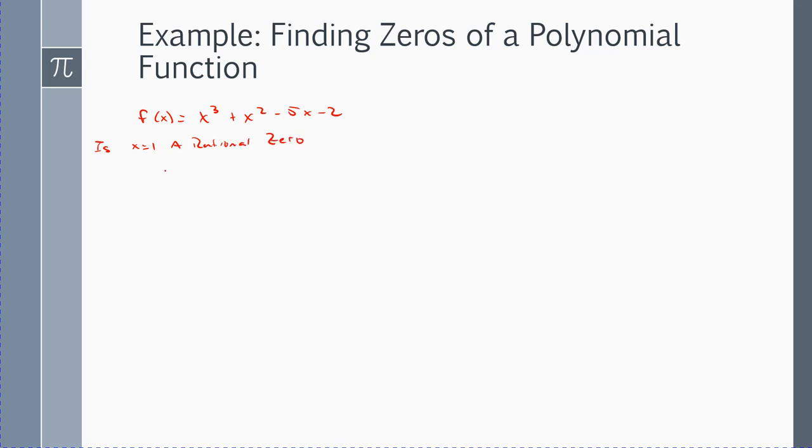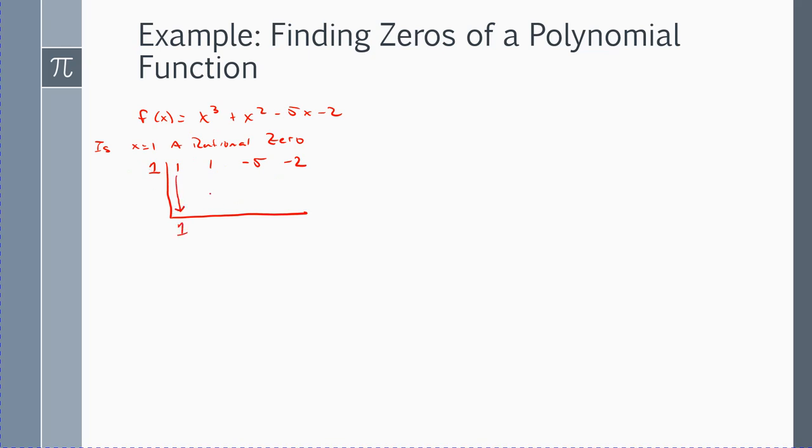So what I'm going to do is set up synthetic division. I'm going to put 1 here, and then put the coefficients: 1, 1, minus 5, minus 2. So you're just going to plow through synthetic division. Bring down the leading coefficient.